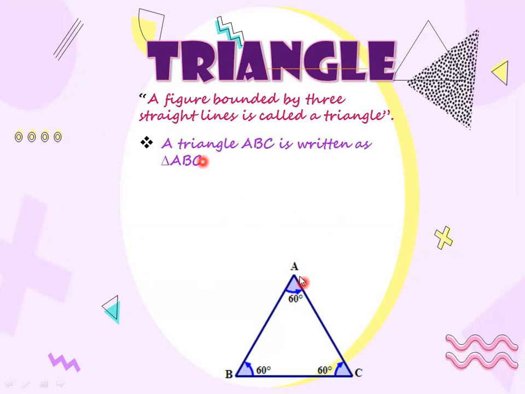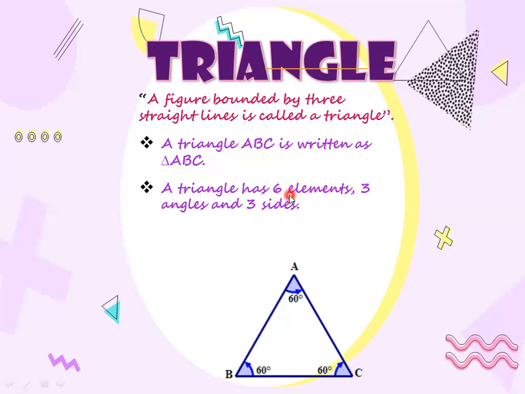This is the triangle A, B, and C. A triangle ABC is written as triangle ABC, using this symbol. This is the symbol to represent a triangle. If you have any triangle, you write it down as triangle ABC. So instead of writing the whole word, you simply use the symbol, and this is the symbol of triangle. So triangle ABC is written with the symbol triangle A, B, and C.